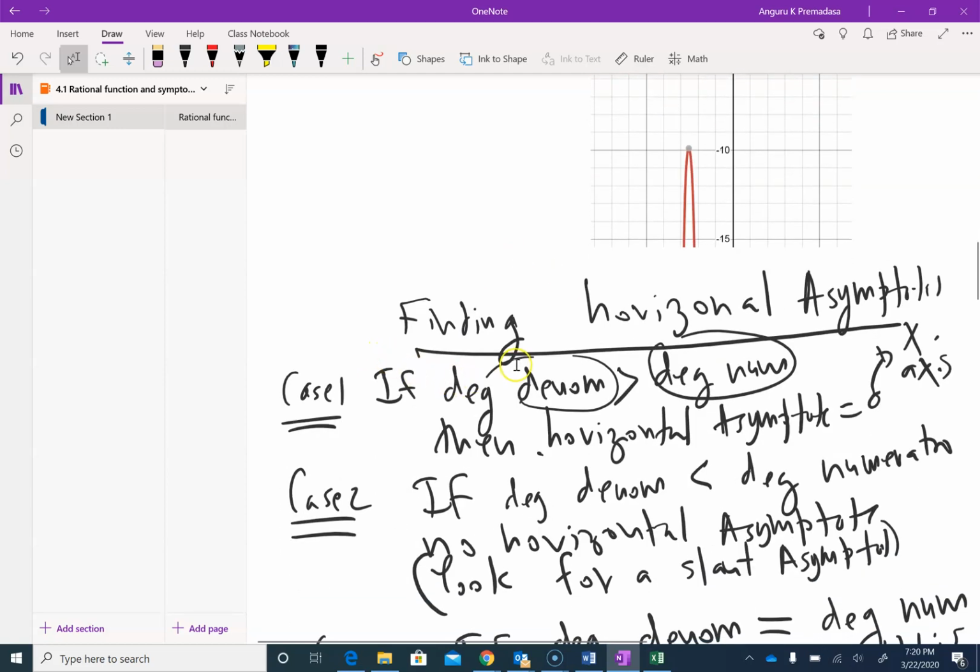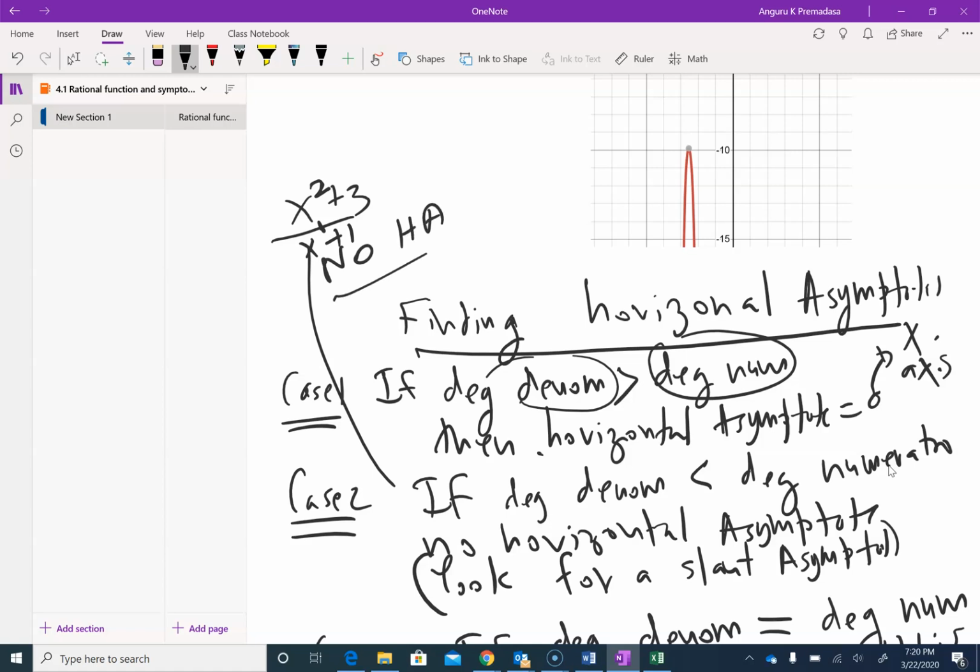Well, if the degree of the denominator is less than the degree of the numerator, something like x squared plus 3 over x plus 1, say, the degree of the denominator is 1, which is less than the degree of the numerator, so there is no horizontal asymptote. There is a thing called the slanted asymptote. We will learn how to find it a little later, but no horizontal asymptote, right?